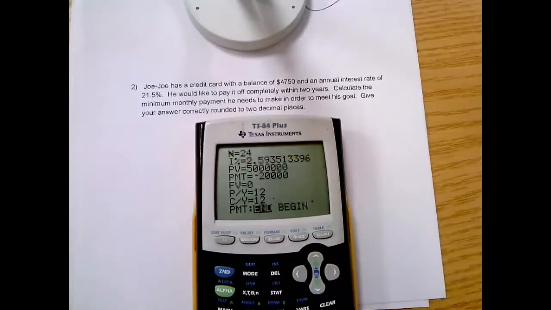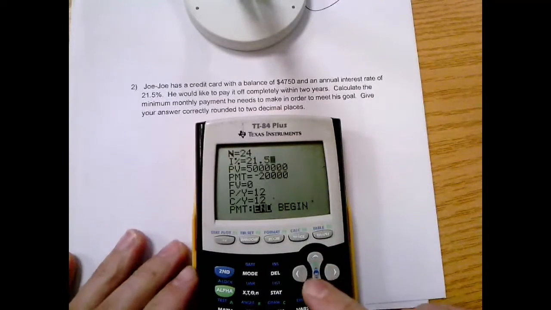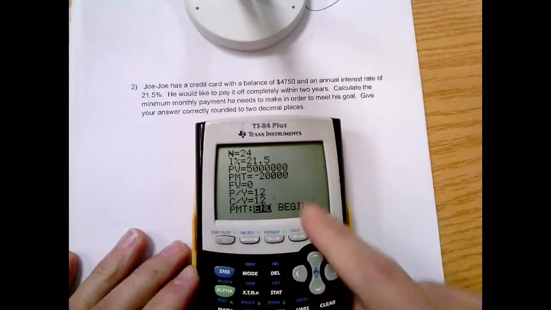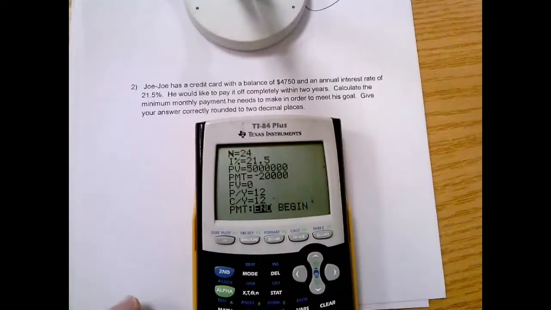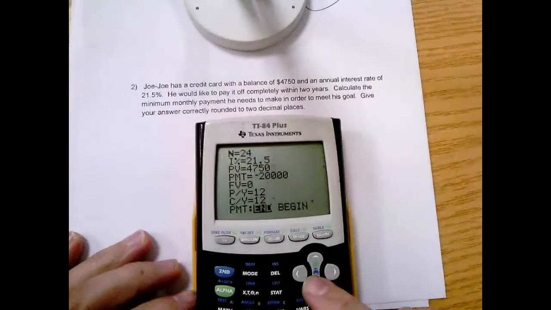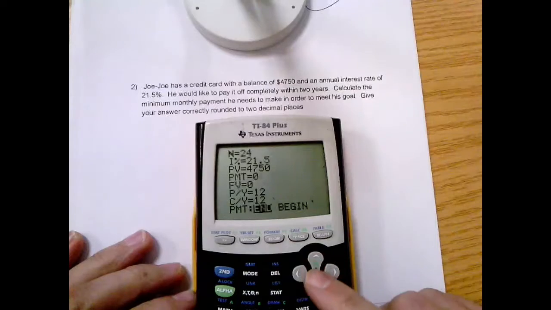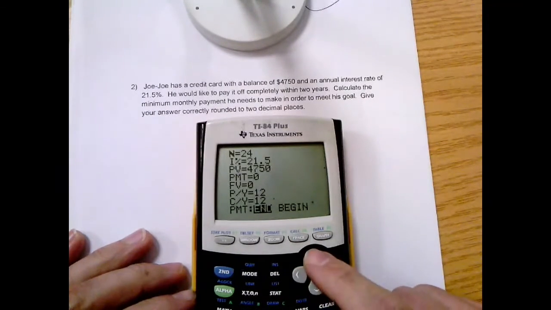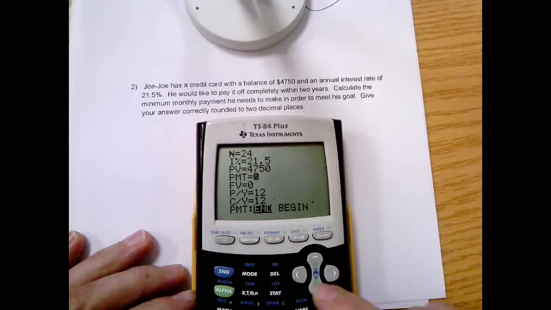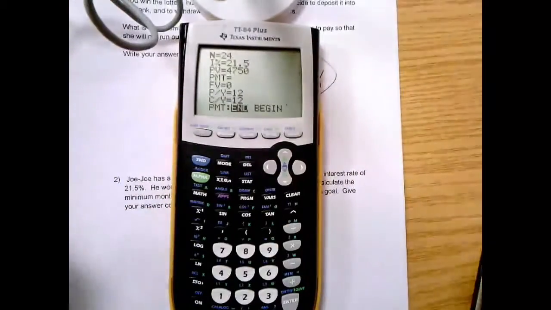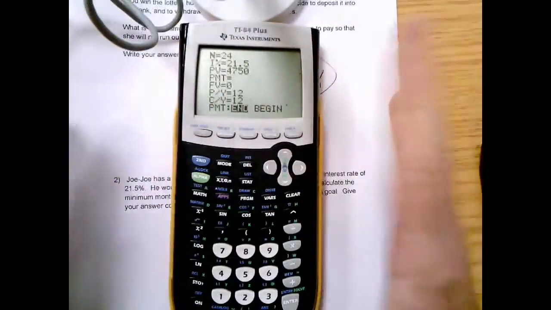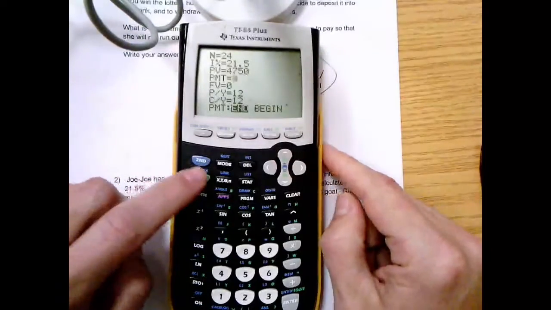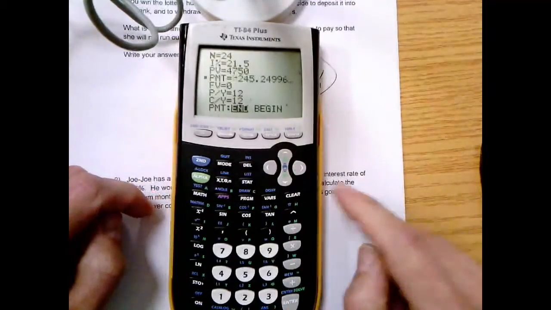Interest rate was 21.5, so I clear that out and I put in 21.5. Okay. My principal value was 4,750. There we go. I'm going to put this at 0, but that's actually what I'm trying to figure out. Okay. So actually, oh, and we do want the future value to be 0 because we want to get it all paid off. So I'm going to clear this out. So again, now I'm here. I got everything filled in except for what I need. So I just hit second, solve, and there you go.